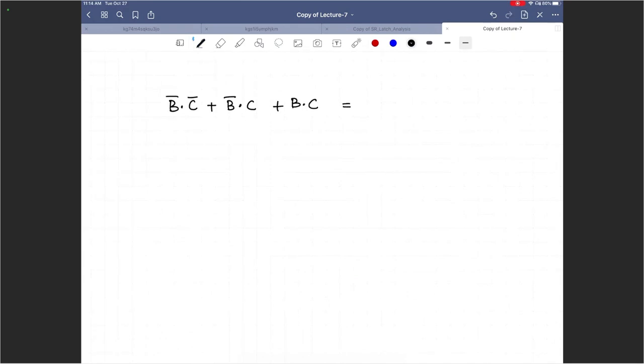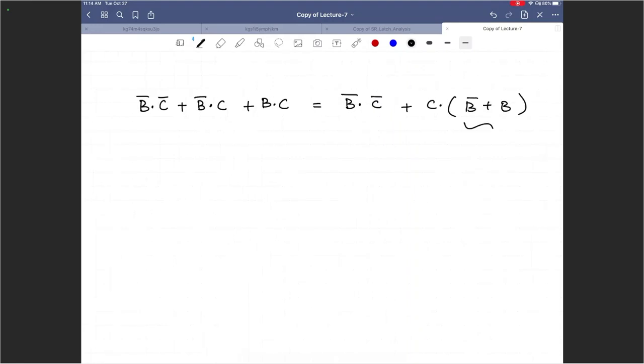Right away, I can see that the second and the third term have C as a common factor. So I leave B complement and C complement there, and then I pull out a C from the next two terms, which gives me B complement or B, which is equal to 1. So I've got B complement and C complement or C. You guys okay with this so far? Next, I can actually write this as C or B complement.